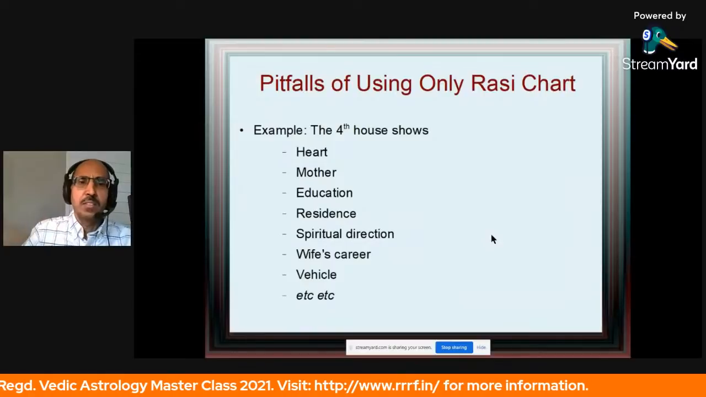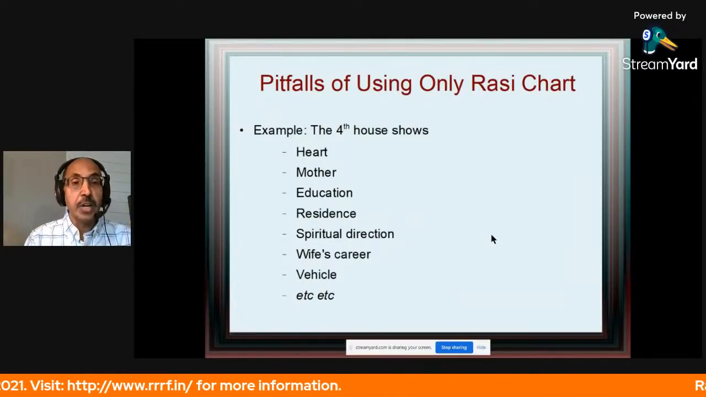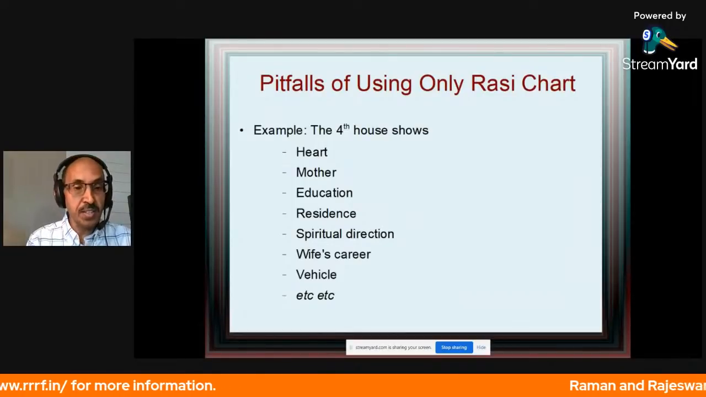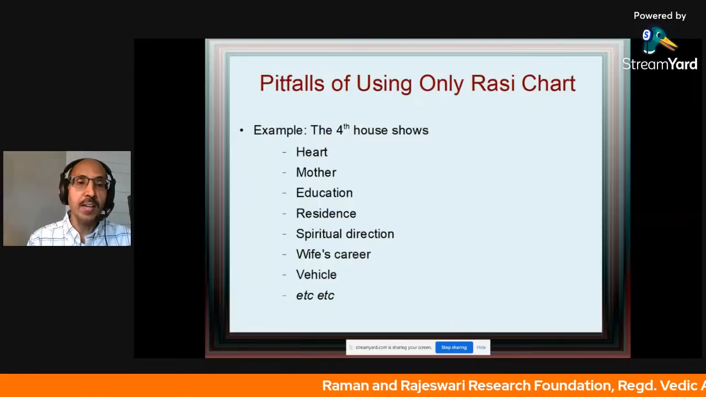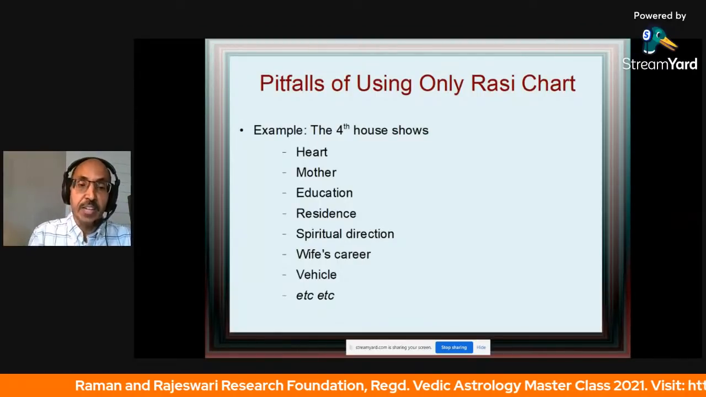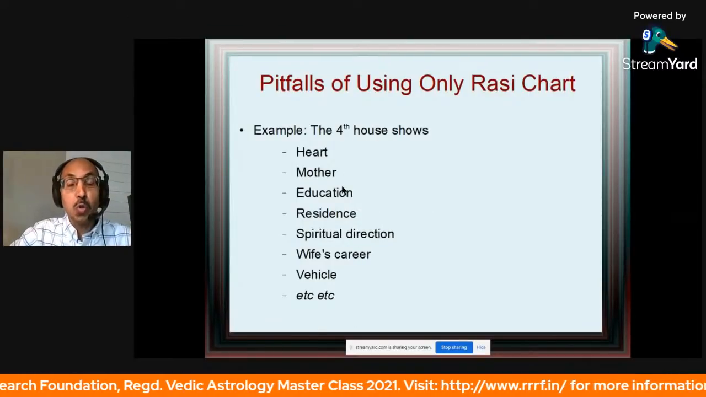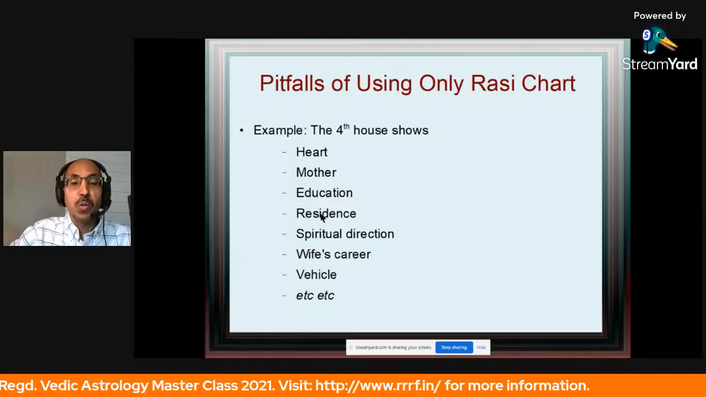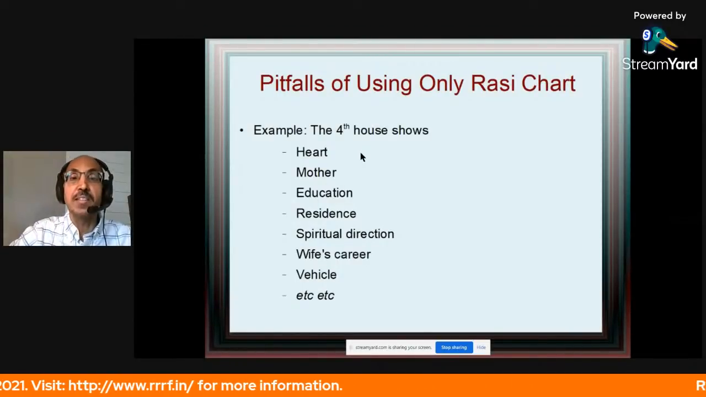For example, just to drive it home, look at fourth house. It shows heart, it shows mother, it shows education, it shows residence, it shows spiritual direction, it shows in general peace and happiness, it shows wife's career, it shows vehicle, it shows a lot of things. I didn't mention everything it shows. It shows so many things. So if there are some afflictions to fourth house, to figure out which of these will suffer is difficult.